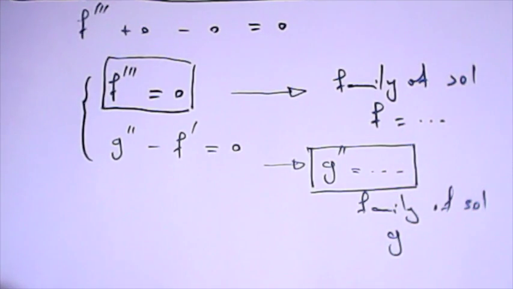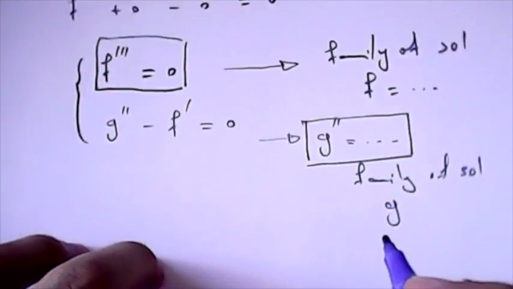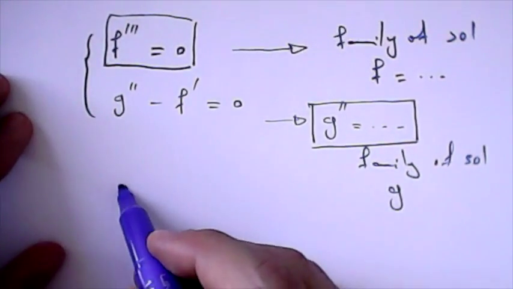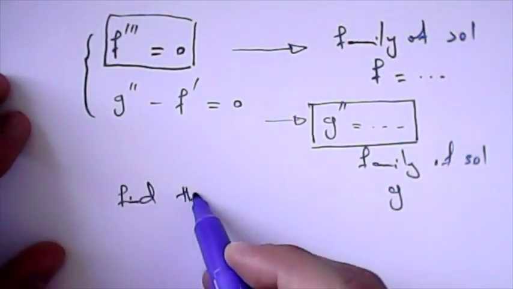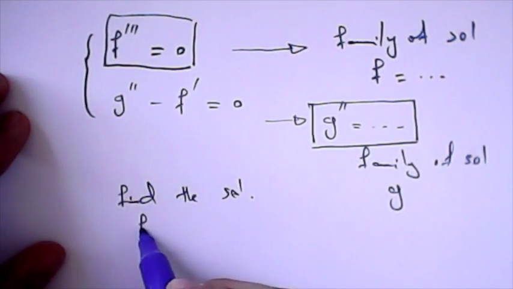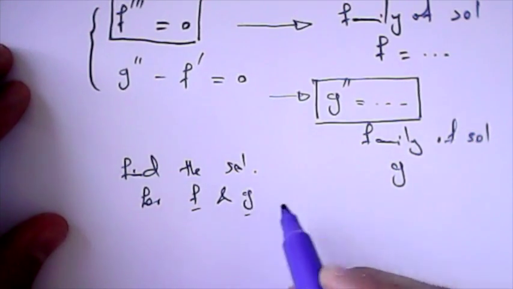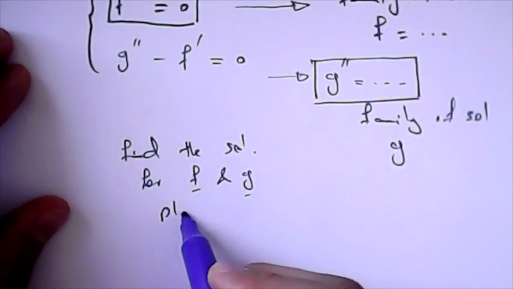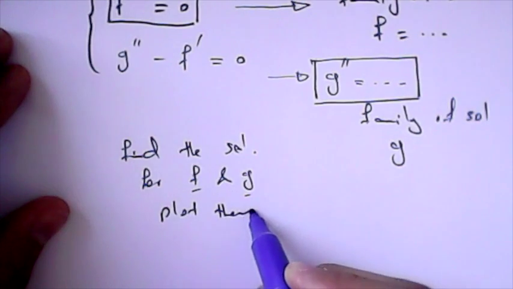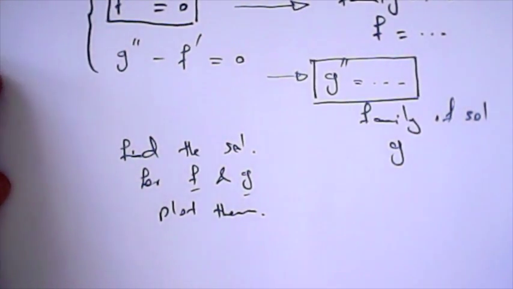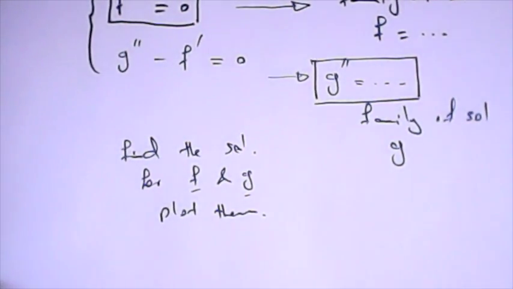The exercise for you guys is to find the solution for f and g, and just like always, plot them. It's always good to plot the stuff. You can actually see what's going on there. Alright, that's it.